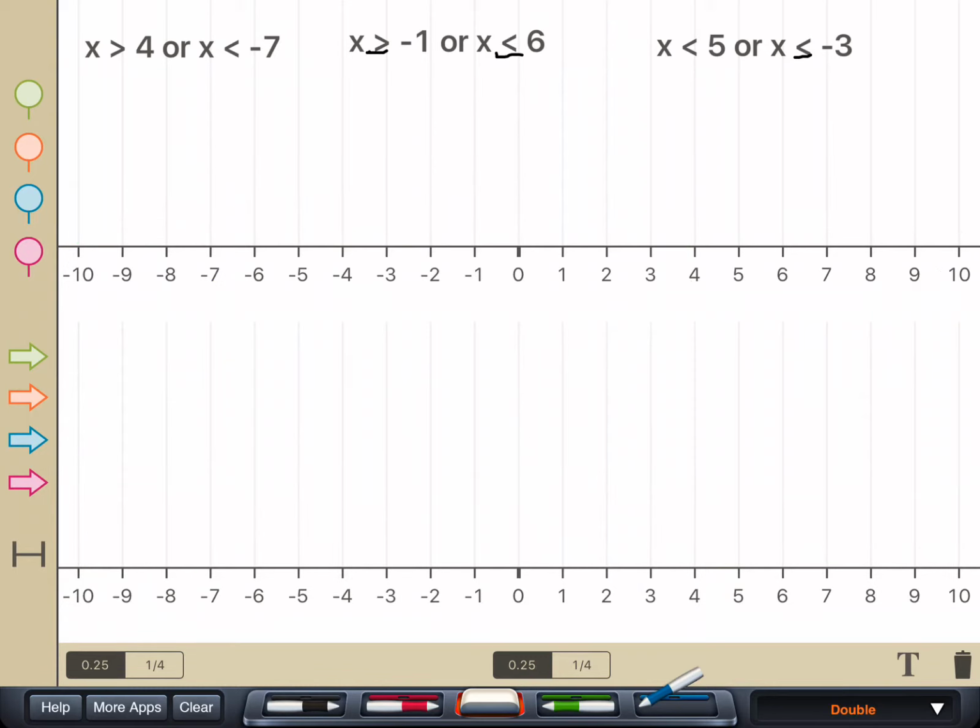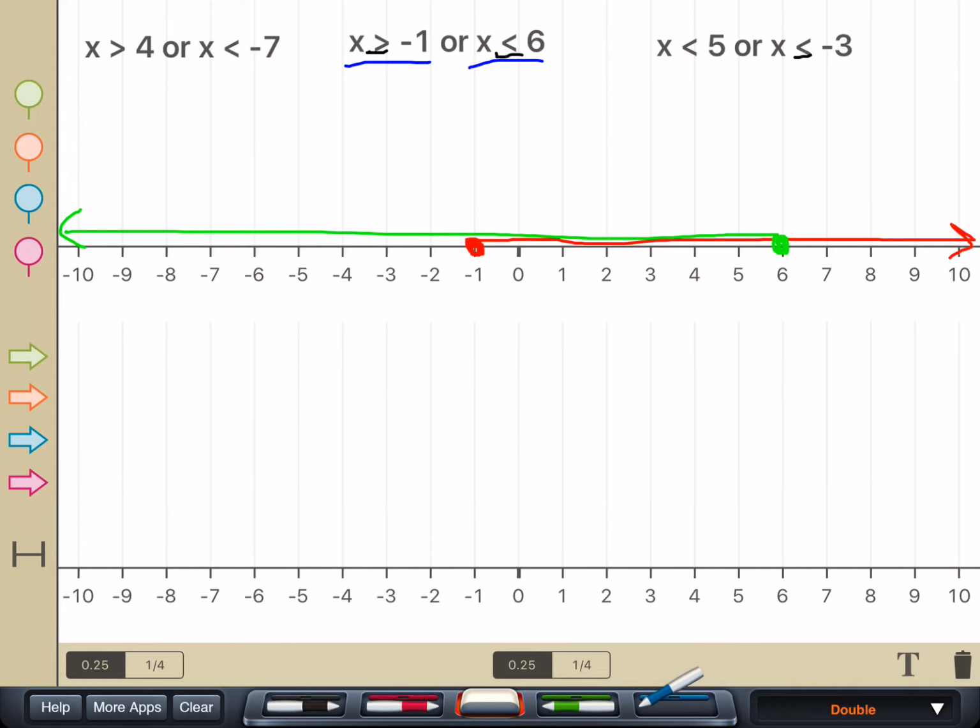Okay, so we're looking at the second one. We have x is greater than -1 or x is less than 6. So let's start with the first one. X is greater than or equal to -1. There we go. And x is less than or equal to 6. There we go. Now, remember that down below we are only going to graph the numbers that work for at least one of these inequalities. So what we're not going to graph are numbers that work for neither of them.